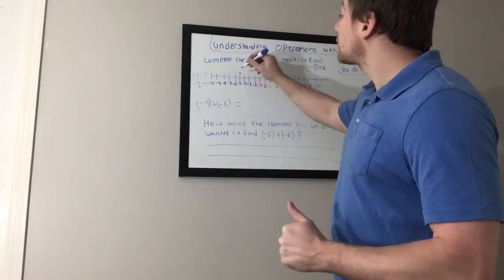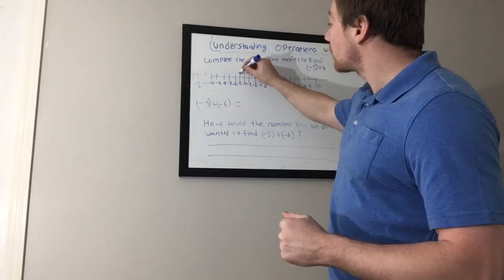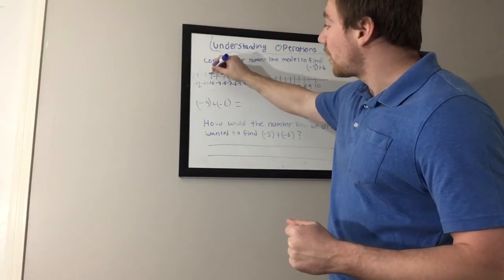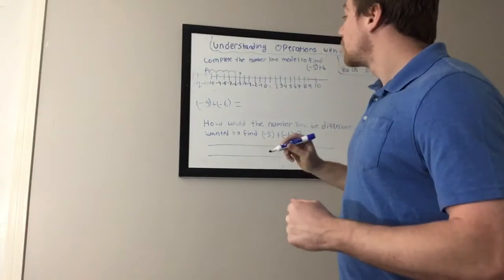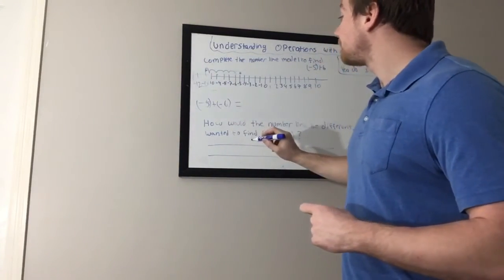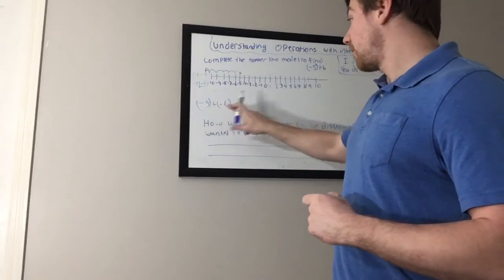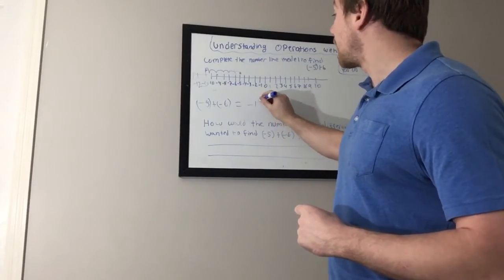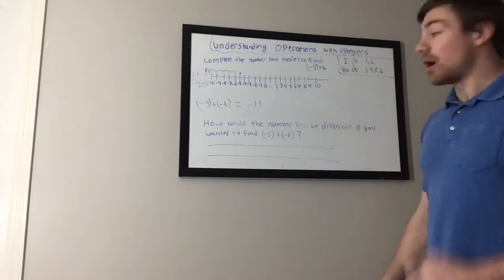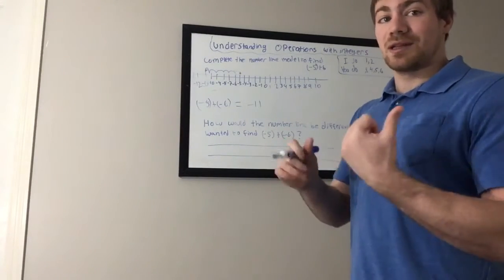So take your pencil and count. 1, 2, 3, 4, 5, and 6. So where did we end up? Well, we ended up at negative 11. So negative 5 plus negative 6 is equal to negative 11. How would the number line be different if you wanted to find this? Well, obviously, you're going to the left.